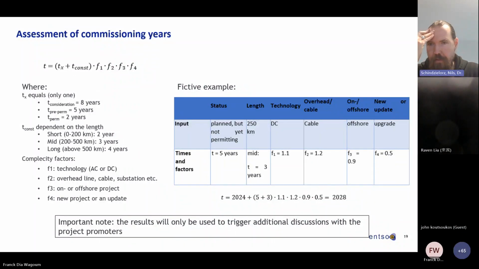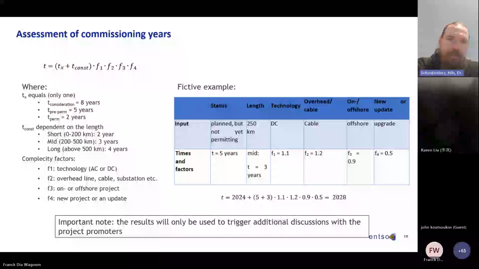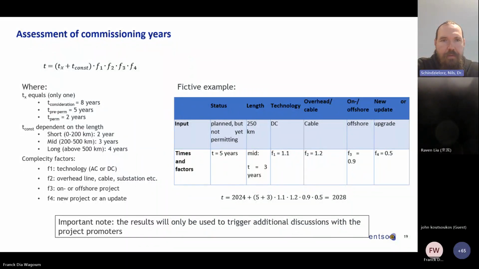I have a question here, what the costs are to be considered as OPEX. Basically, for this methodology, no costs have been considered. We were also thinking about considering costs for the assessment of commissioning years, but we found that the costs are defined already by the length of the project and the complexity of the project. So therefore, we are not considering costs in this perspective here.